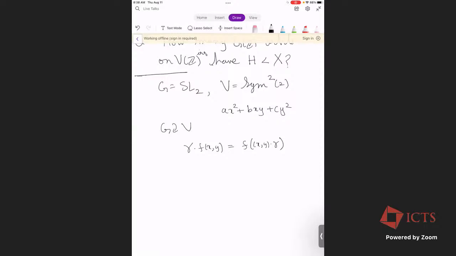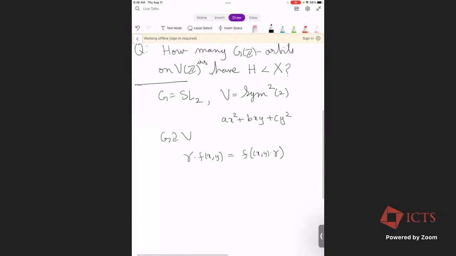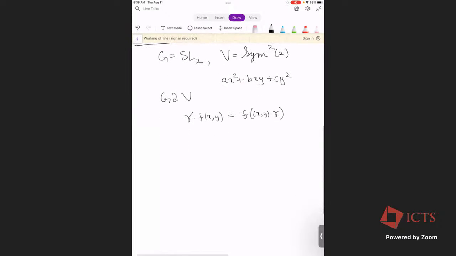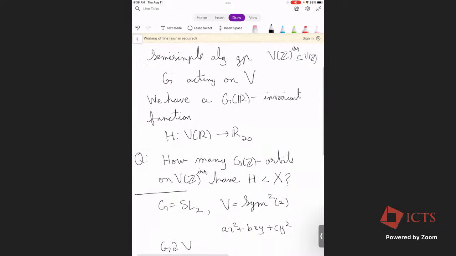And what we want to do is count the number of G(Z) orbits on V(Z). First of all, I will tell you two things before we even get started. First of all, I have to tell you what the notion of a height is. In this case, it's very easy to define the height, because remember, we need our height to be G(R) invariant.